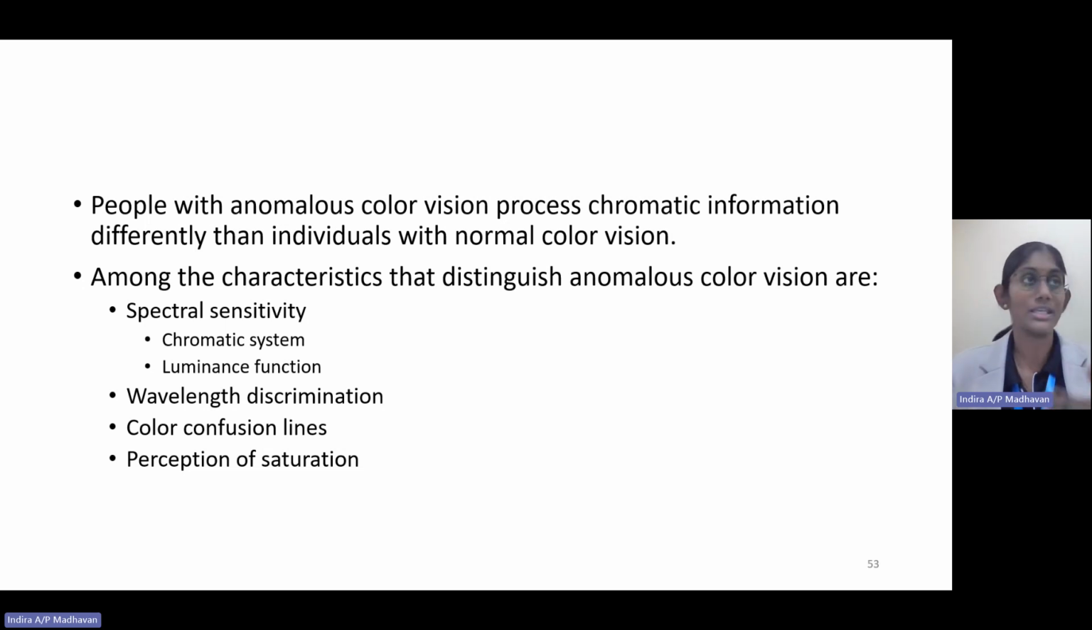Okay, so we who are normal, we interpret and discriminate colors differently from those who actually have color vision anomalies or color vision deficiencies. There are a few characteristics in which they are slightly different from us. One of them is spectral sensitivity. So we're going to look at all the characteristics: spectral sensitivity, wavelength discrimination, color confusion lines, and perception of saturation. We looked at the normal characteristics through the properties of colors in earlier videos, so now we're going to look at how these people are different from us.